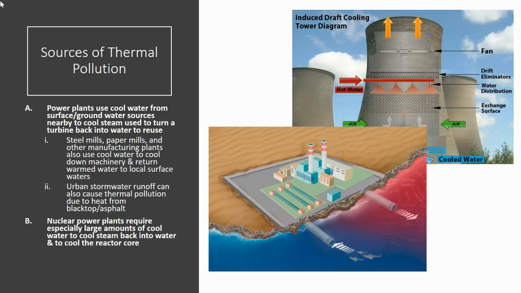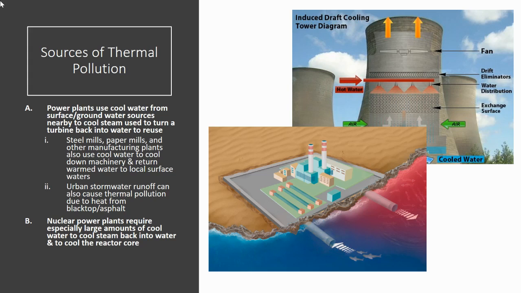Where do we oftentimes find thermal pollution? Oftentimes it's power plants that use cool water, especially from surface or groundwater, to cool steam used to turn their turbines in order to generate electricity. Other examples can be things like steel mills, paper mills, any type of manufacturing plant that's going to use water in order to cool certain types of machinery.